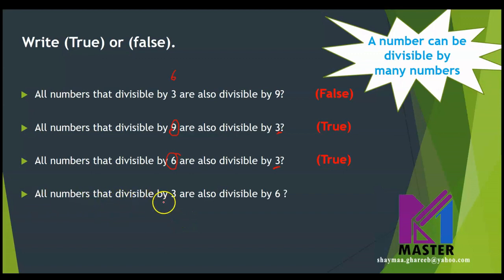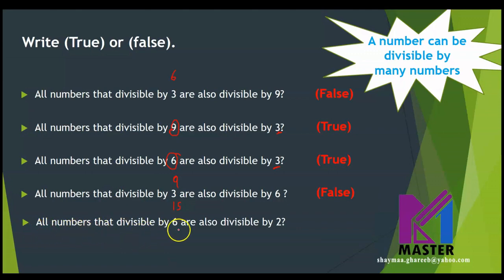All numbers that are divisible by 3 are also divisible by 6. Is 3 a multiple of 6? No. Then not all the numbers divisible by 3 are also divisible by 6. So this is false. We can give an example to prove it. For example, number 9 is divisible by 3 and it's not divisible by 6. What else? Number 15 is divisible by 3 and it's not divisible by 6. Okay?